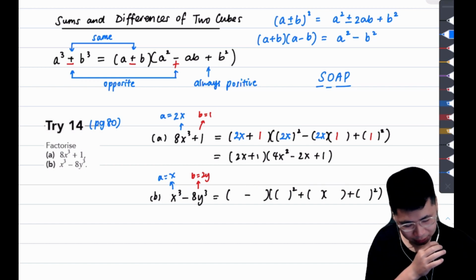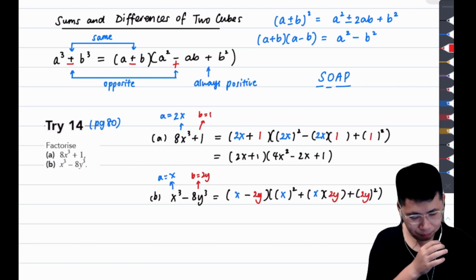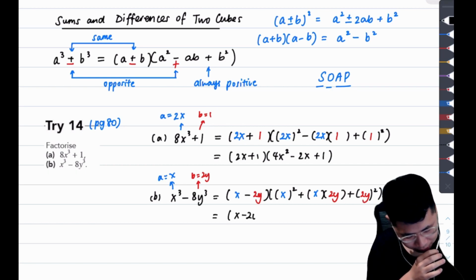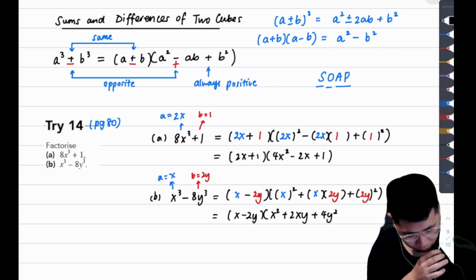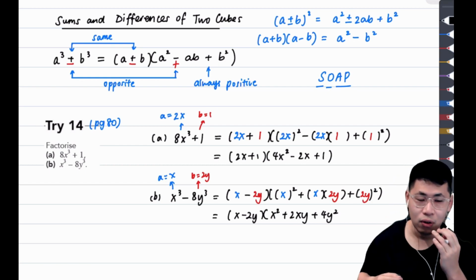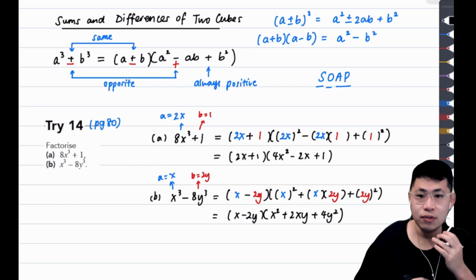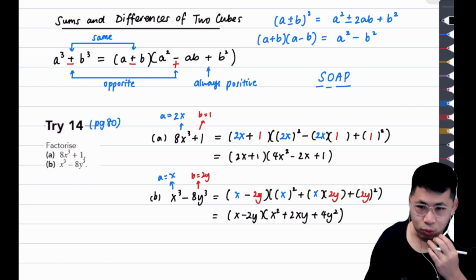Okay, so let's fill in the blank. We have our x, x, x. We have our 2y, 2y, and 2y over here. Let's simplify this. So x minus 2y, x squared plus 2xy plus 4y squared, right? 2 squared is 4, y squared is just y squared over here. So here we have successfully factorized the sum and differences of 2 cubes.